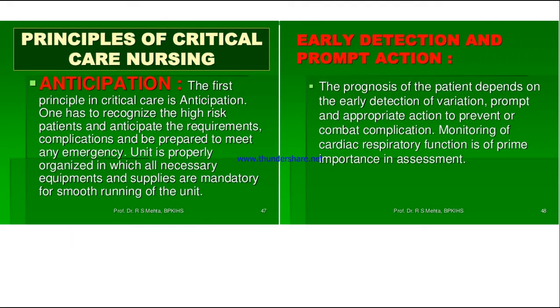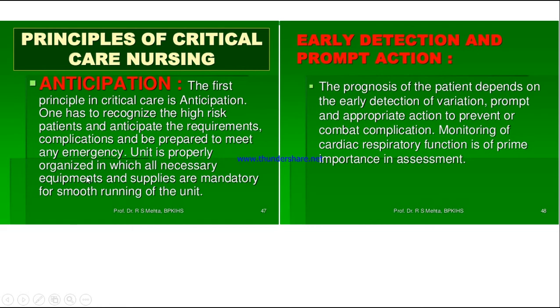Now coming to the principles of critical care nursing. As a nurse, we have to follow these principles, and we have to keep them in mind whenever we are in the ICU as well. So first is anticipation. The first principle in critical care is anticipation. It means that one has to identify or recognize the high-risk patients. Who are the patients who are level 0, level 1, level 2 or level 3? So we have to anticipate the requirements.